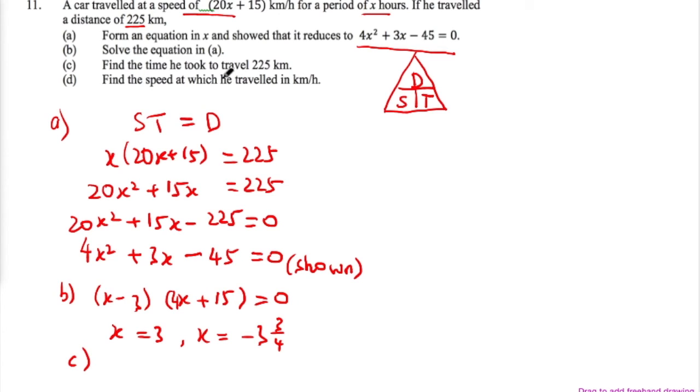Since we want to find the time, which is equal to x, it is 3 hours. Since the other value is negative, it is rejected because time is not negative.